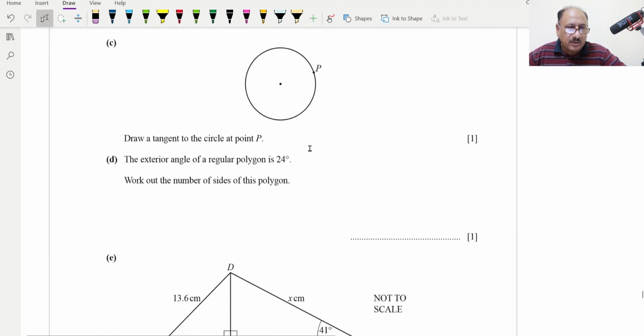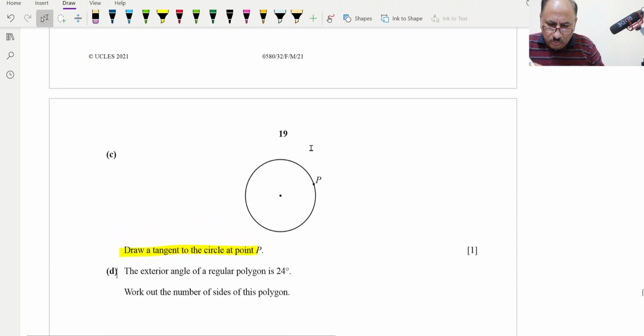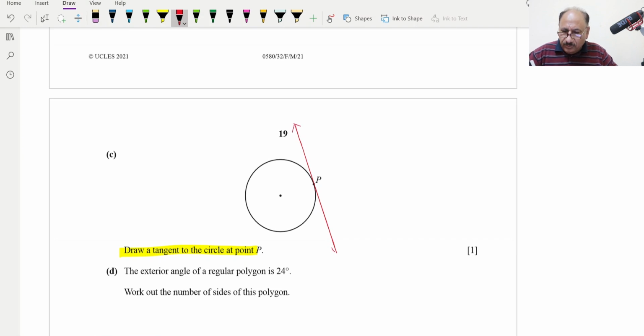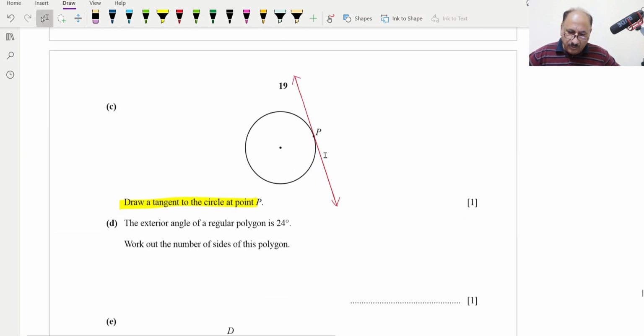Now C part. C part says draw a tangent to the circle at point P. We have to draw the tangent to the circle. So a tangent is basically a straight line which is touching the circle at a single point. So this will be the tangent which we have drawn.